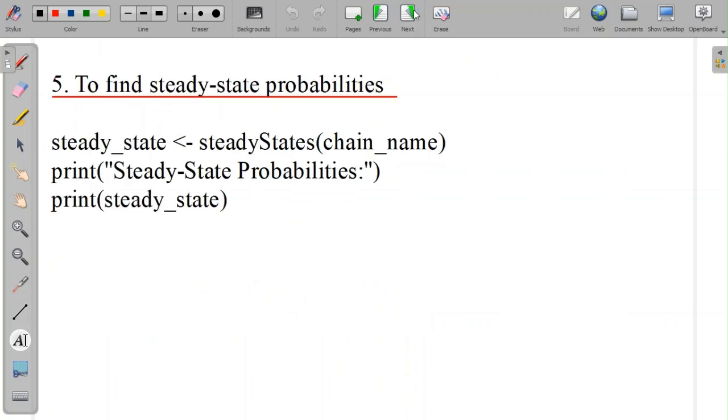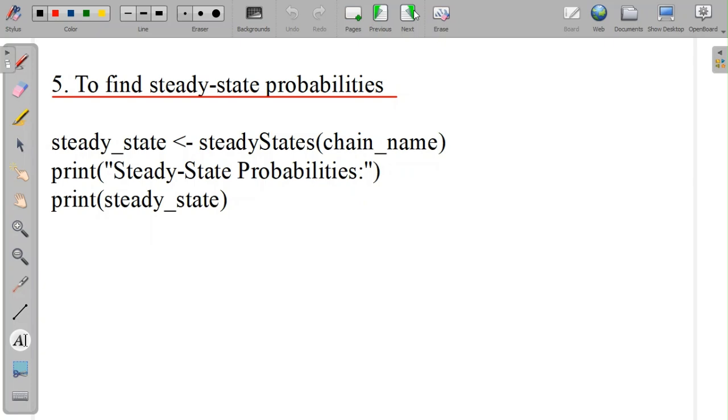The fifth function is to find the steady state probabilities. We'll define a Markov chain before calling this function, and we call the function called steadyStates. The S in States is in uppercase, and we'll pass the name of the Markov chain as an argument, and we'll print the outcome of this function, which will be the steady state probabilities of the corresponding Markov chain.